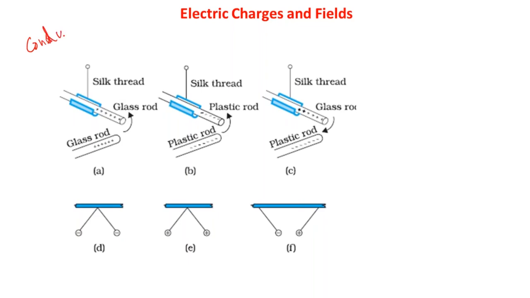and rub it with a glass rod, and suppose the glass rod which is rubbed with silk, you just hang that glass rod with a silk thread. Why do I take silk and glass? First of all, why do we take silk and glass?